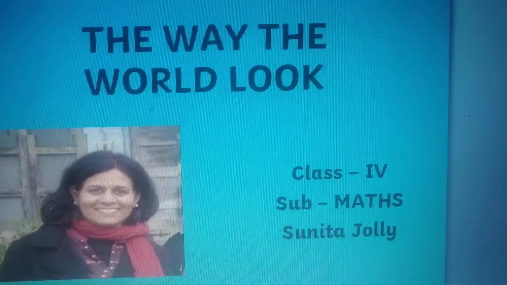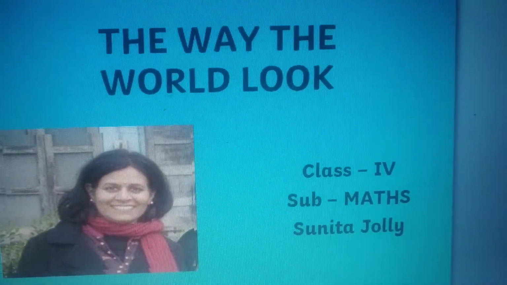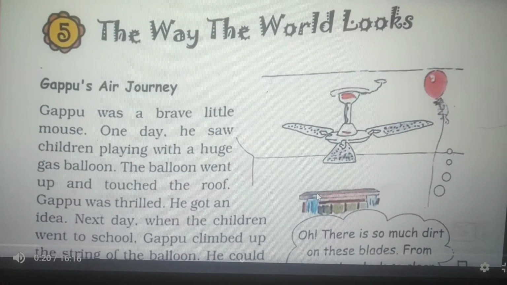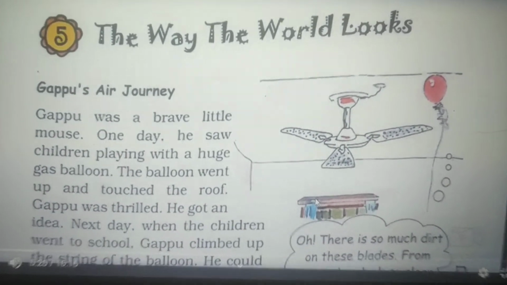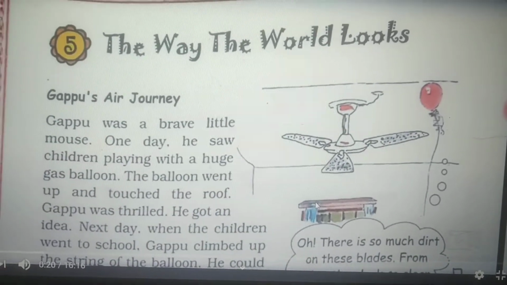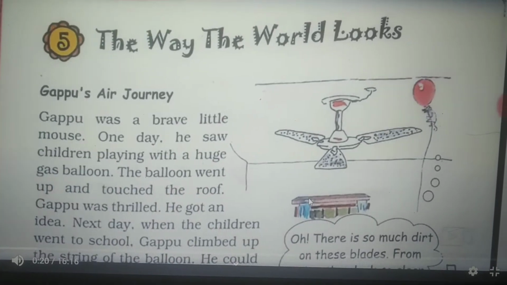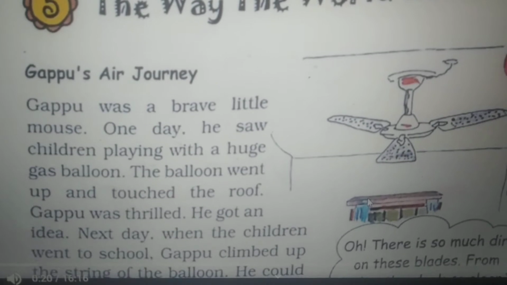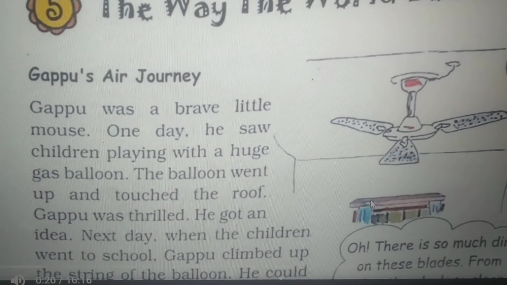Good morning, students. Today we'll study the 5th chapter of your maths book, The Way the World Looks. In this chapter, we will study how different objects look when we see them from top, from bottom, from front, from back or from the side. The content of the lesson is very interestingly described through Gappu's air journey.